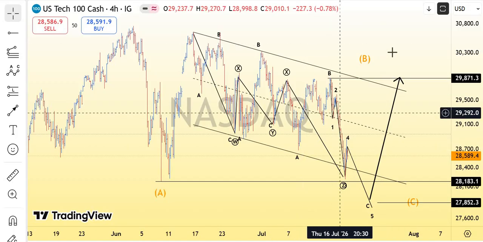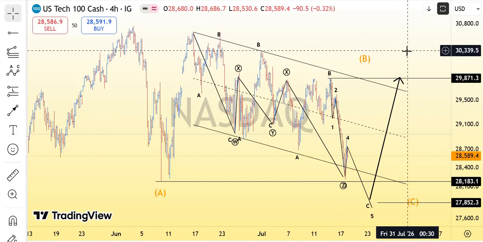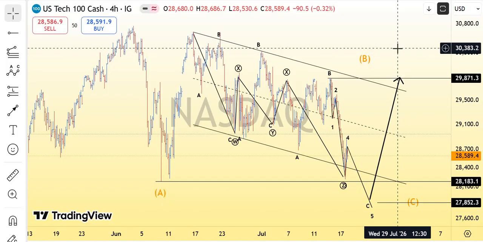NASDAQ. So this is the view, down and then up. Individual stocks definitely fall more because they are individual, they have more momentum, and NASDAQ is the average of 100. Obviously the movement is less because it is an average. This is not the front leading number, right?